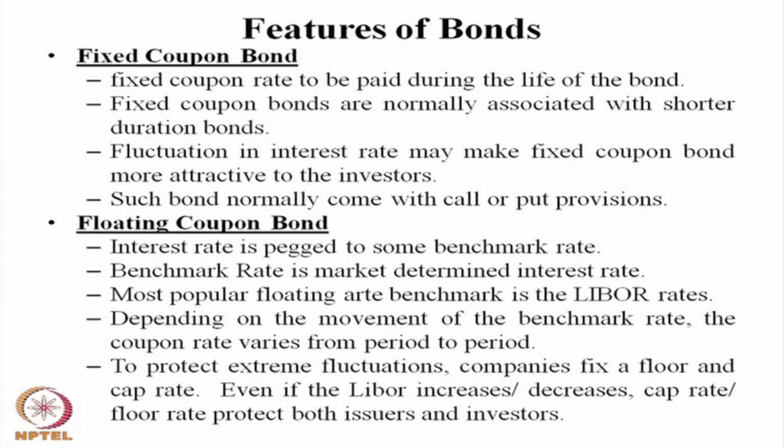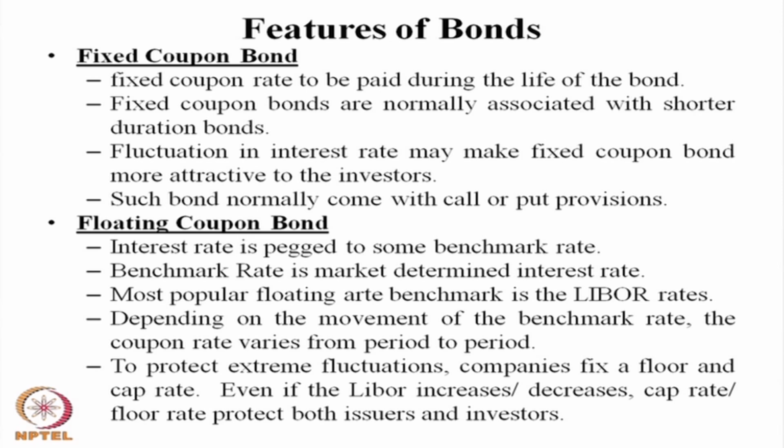What is the difference between fixed coupon bonds and variable coupon bonds? In fixed coupon bonds, as you know, the coupon or interest rate remains constant till the maturity of the bond. Fixed coupon bonds are normally associated with shorter duration bonds, because it is very difficult for an issuer to fix the coupon for a longer period, since we do not know what the interest rate cycle will be after 4 or 5 years. So, bonds beyond 5 years are generally issued on a floating or variable coupon basis, but fixed coupon bonds are generally short duration bonds issued by different companies.